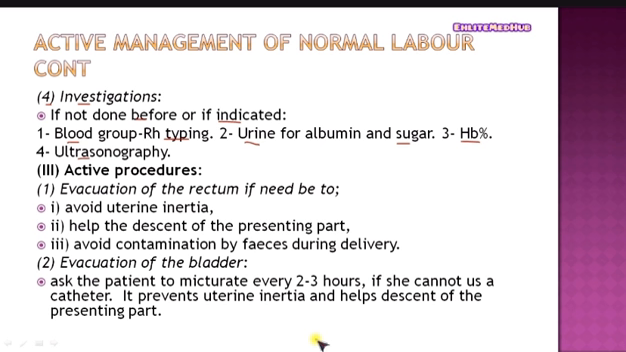Next is evacuation of the bladder. Ask the patient to micturate, that's to pass out urine every 2 to 3 hours if she cannot use a catheter. It prevents uterine inertia and helps descent of the presenting part.